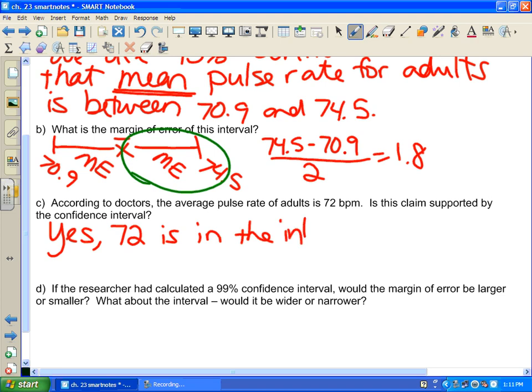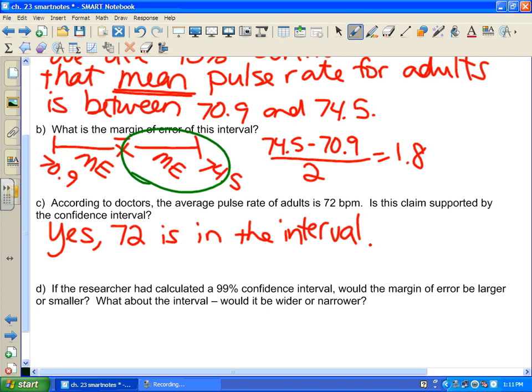So that's what the interval is doing. Remember, it's estimating the mean. In this case, it's estimating the mean pulse rate, somewhere between those two numbers. So 72 being somewhere between supports that. Any questions so far? This is confusing for you.